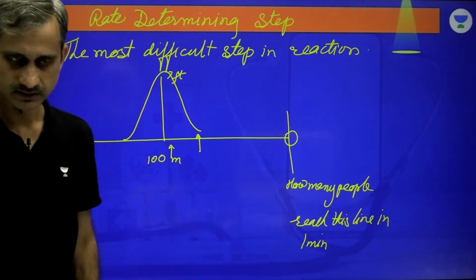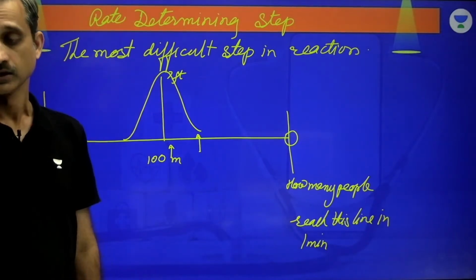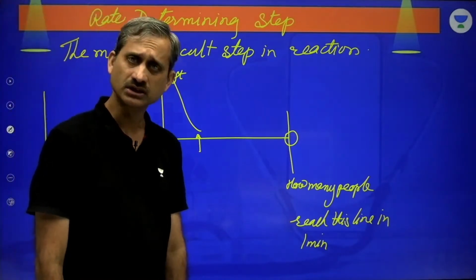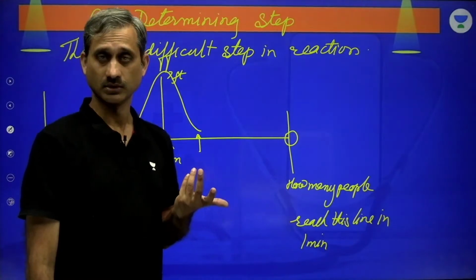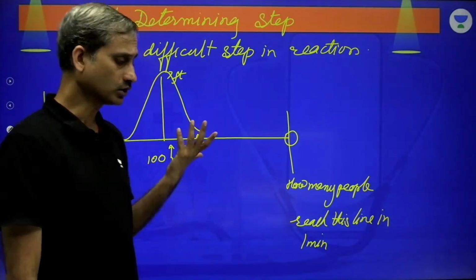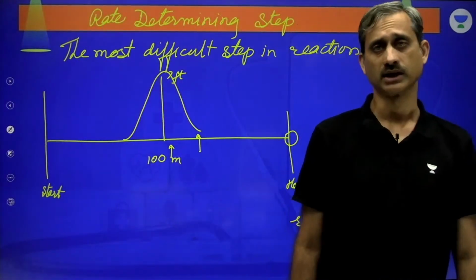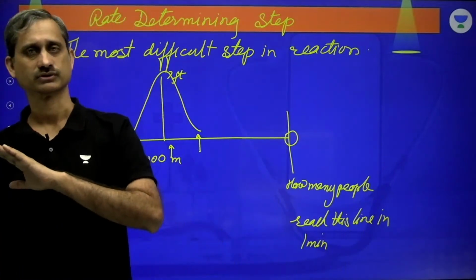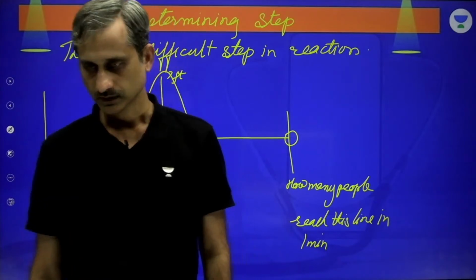समझ आई बात? Anyone has to ask anything? What does the wall represent in the reaction? The wall could be representing the energy. Wall could be representing the orientation. Okay, clear? Most often the wall represents the energy the reaction requires. It is energy or orientation. That is the rate determining part. Clear?